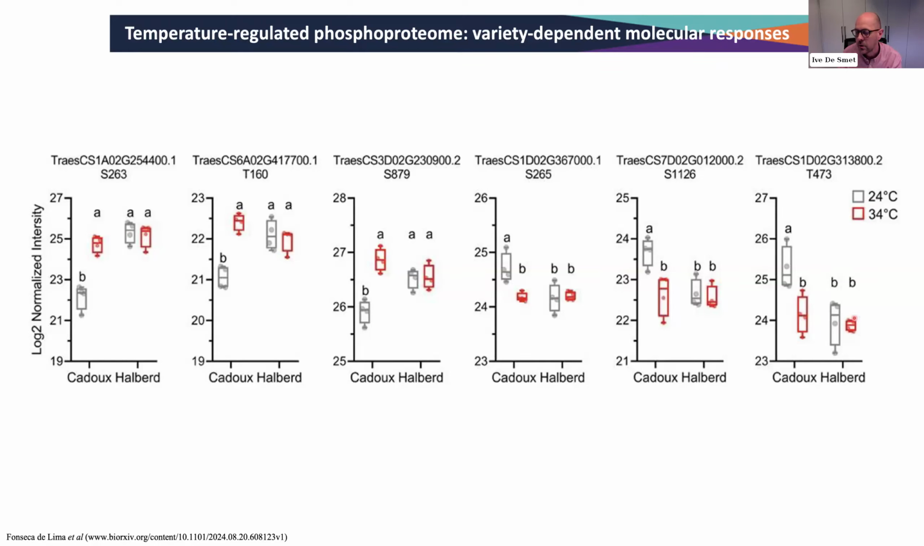Or the level is already low under the control conditions. So the treatment does not have any major additional effect, which means that under the control conditions, these tolerant varieties with respect to these phosphopeptides are already primed, and that this could be predictive for their tolerance or sensitivity.